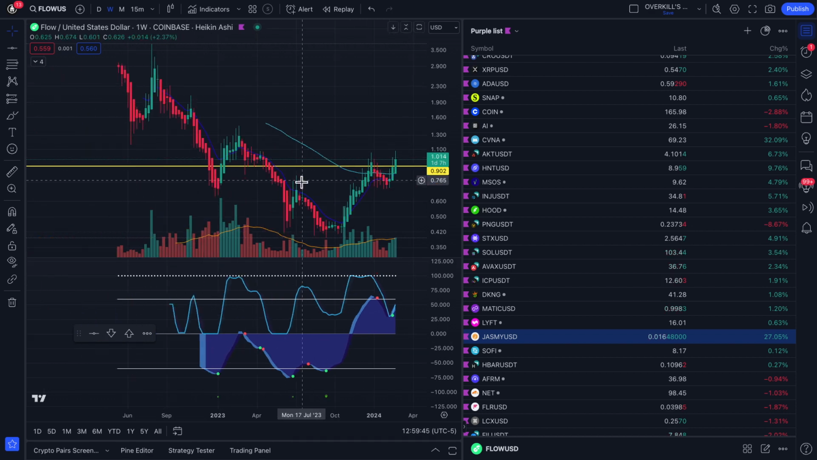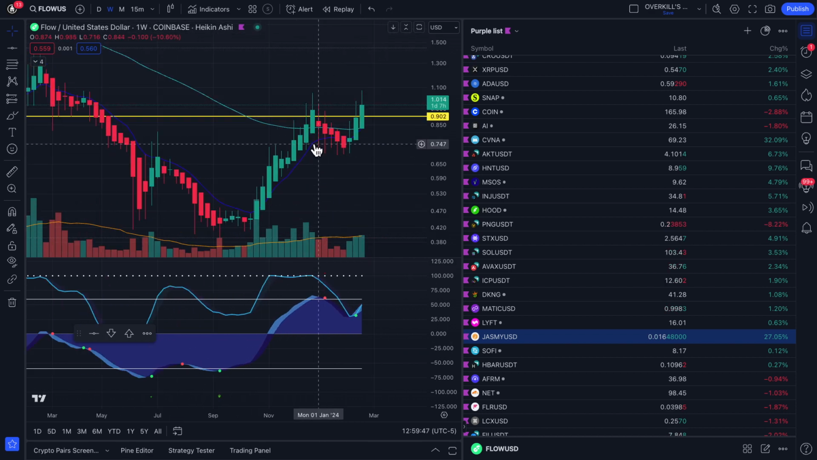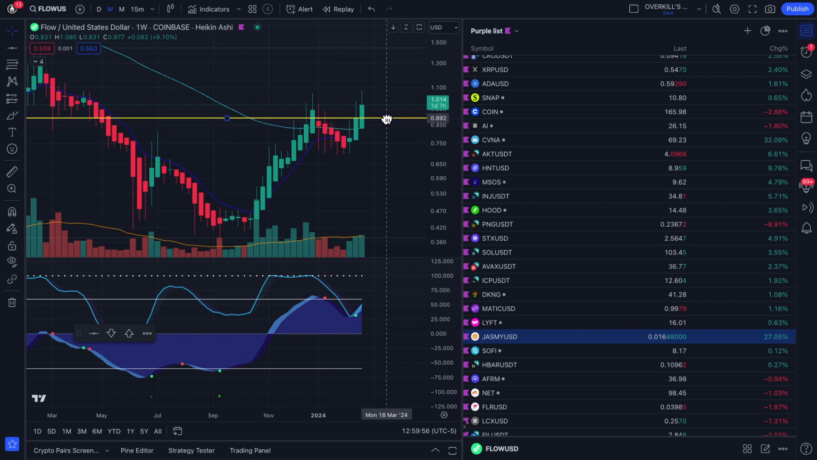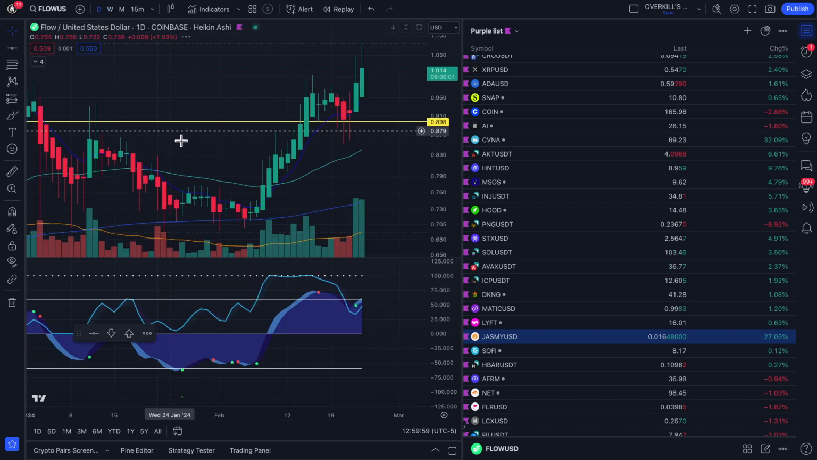This thing got wrecked, dude. This thing got absolutely annihilated. But there was your trade right there. Boom, that doji candle was the trade. There's the green dot. This thing looks like it's just getting started too. So I'm putting my stop at, I'm going to call it 89. So yeah, about 90 cents right now.